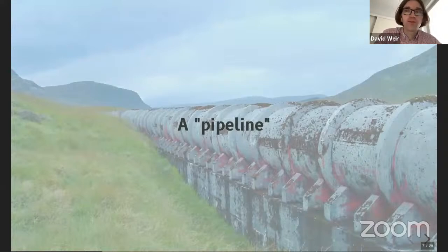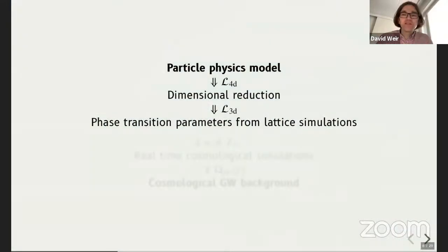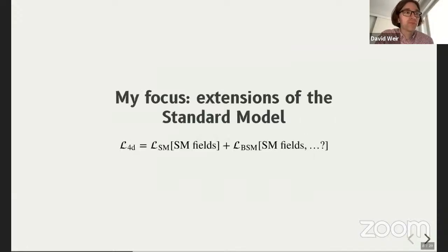And this does form a so-called pipeline stretching from one end to the other, of which these are the central element. So thinking about this pipeline, let's look at the upstream parts of it first, and talk about how to get from a particle physics model to phase transition parameters, and then come back to the other stuff a bit later on.